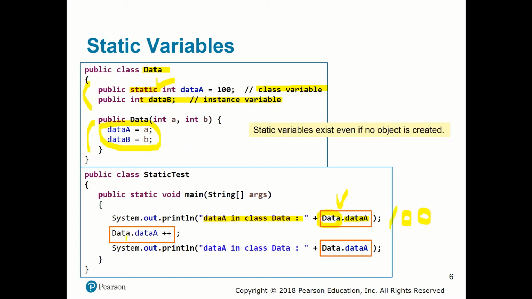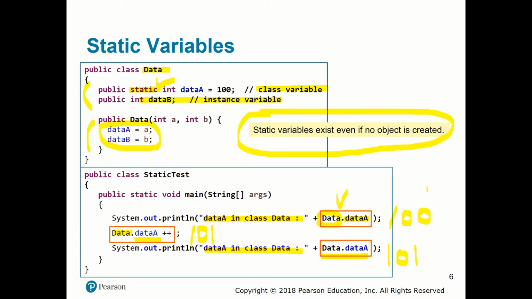And then here, one more time, class name dot static variable. In the Data class, static member dataA will be incremented by 1, so dataA becomes 101. After this, dataA in class Data will be printed out, and 101 will be printed out here. So the important thing is that the static variable exists even if no object is created. This is static.